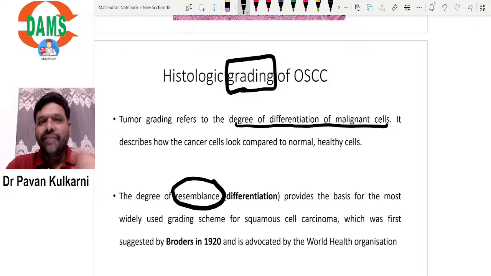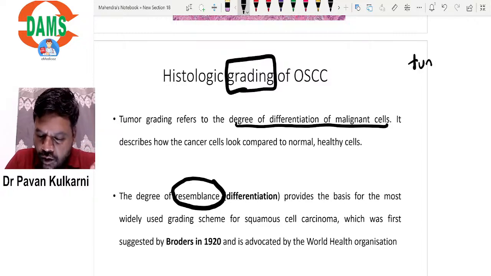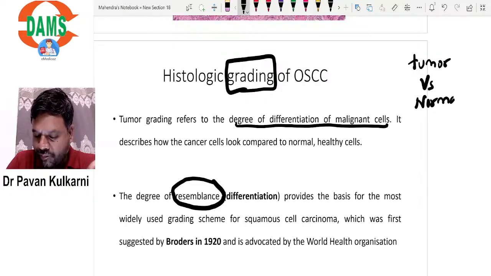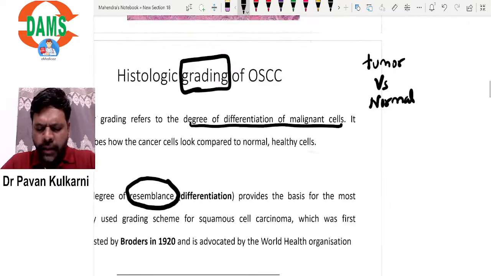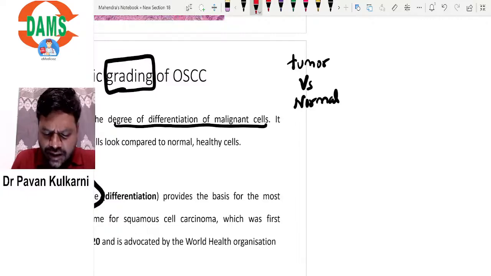Here we are comparing the tumor tissue versus the normal tissue. Now, what is the normal tissue in the oral cavity? All of us know normal tissue in the oral cavity is stratified squamous epithelium.